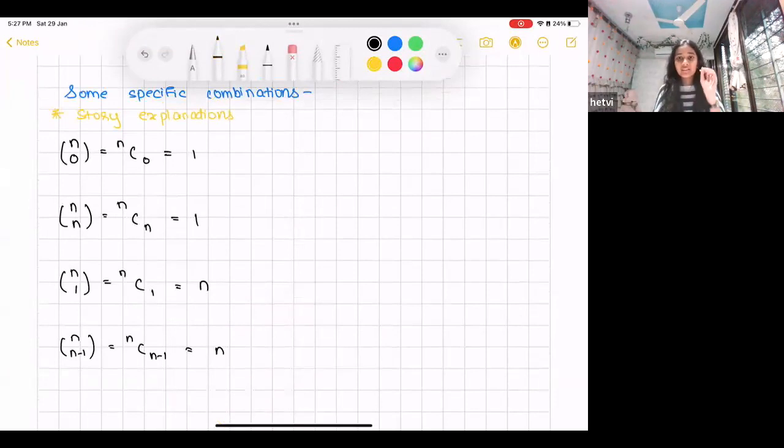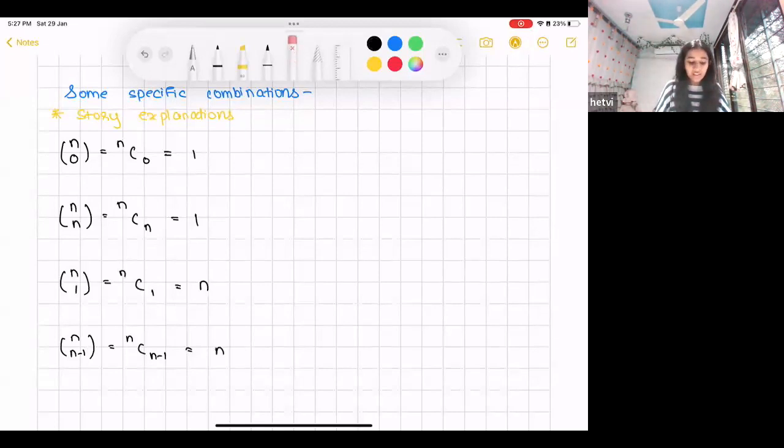Remember when I said that out of n things, if you have to select 0 things, you can only do it in one possible way? That is, you do nothing because you have to do nothing. That was actually the first of this example. Over here, what we are doing is nC0. Out of n, we are selecting 0. And how do we get 1?